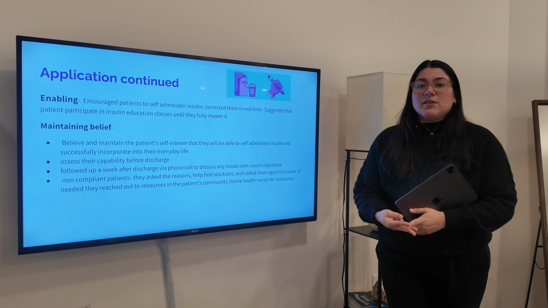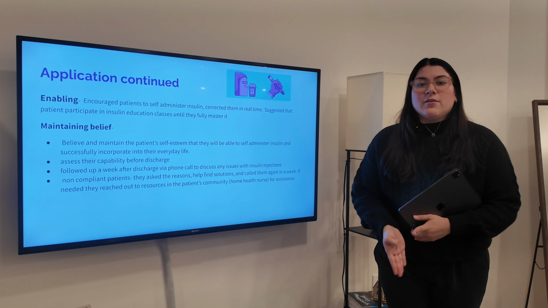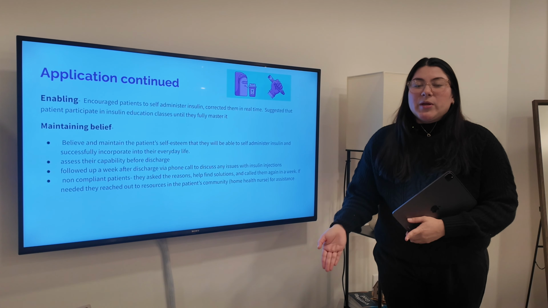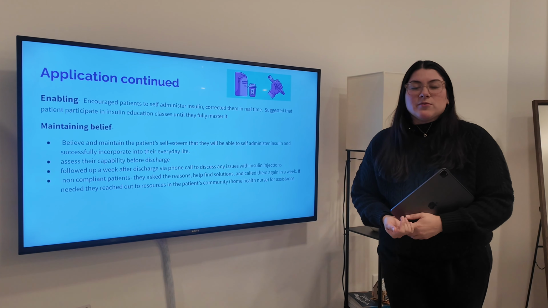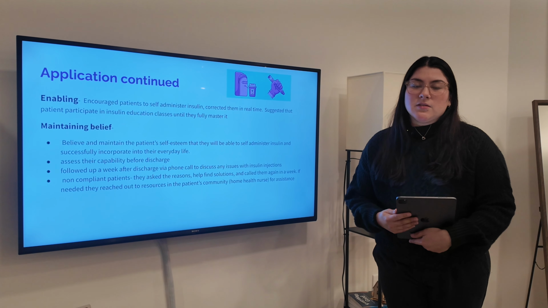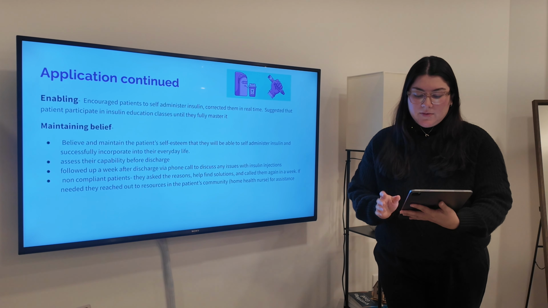They assessed any issues or concerns that they may be having, and for those that were non-compliant or having issues, they provided additional follow-up in a week, and then community resources as well, such as home health nurses, to be able to go and help the patients figure out how to keep self-administering the insulin.